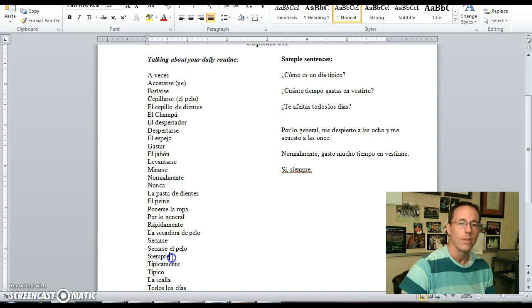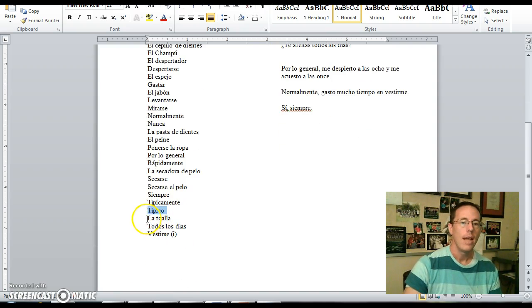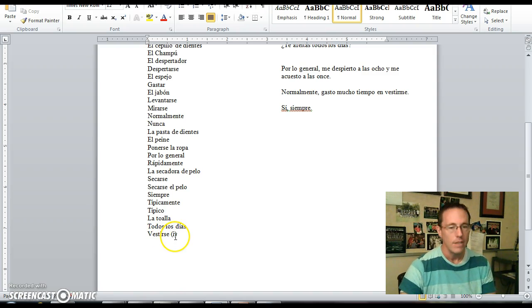Siempre means always. Great cognate. For those of you who are familiar with the USMC or United States Marine Corps, semper fi, always faithful. Semper, siempre, always. Típicamente, typically. Típico, typical. La toalla is a towel. Todos los días means all the time, but the literal translation is all the days, every day. Vestirse is to get dressed. Notice that it's an E to I stem changer, so you have me visto, te vistes, se viste, and so on.